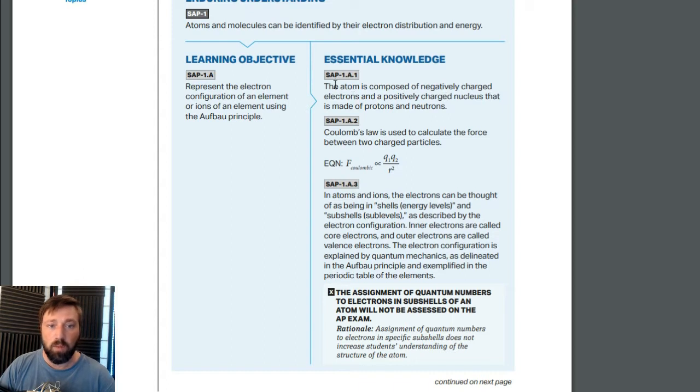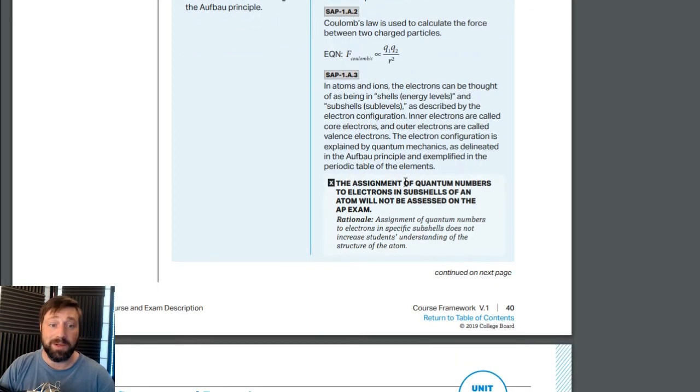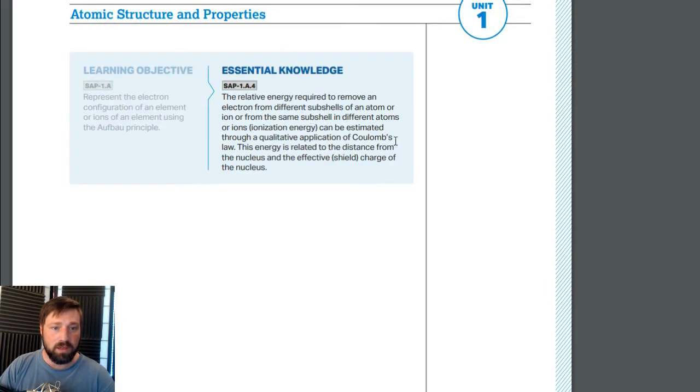So if we go through and look at this, what we're going to be looking at here is what an atom is composed of, just understanding what Coulomb's law actually is, and then talking about electron configuration. Note here that quantum numbers are not going to be assessed on this exam. I'm going to say this though, learn your quantum numbers. It's easy enough to know, and it's not that difficult. The last thing is talking about ions, basically ionization energy and what exactly ionization energy is.